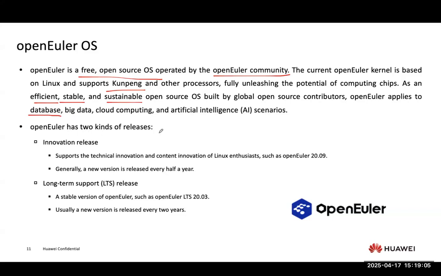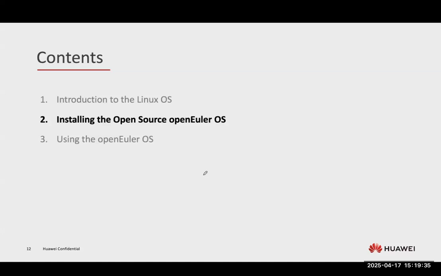So again, there are two types of releases of openEuler. You have the innovation release, which always gets updated every half year. Those ones are for testing. People want to test the operating system, then they'll keep on updating and trying different versions. But then you have the long-term support, as I mentioned earlier. Those are mainly where you can get a new version released every 2 years, or you can keep it up to 5 years or even longer, depending on how well you trust the operating system. So that is the introduction to the OS.